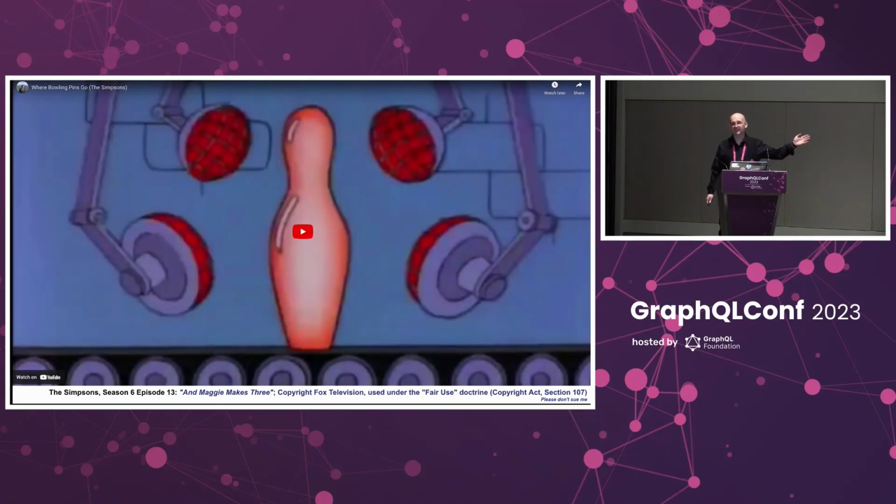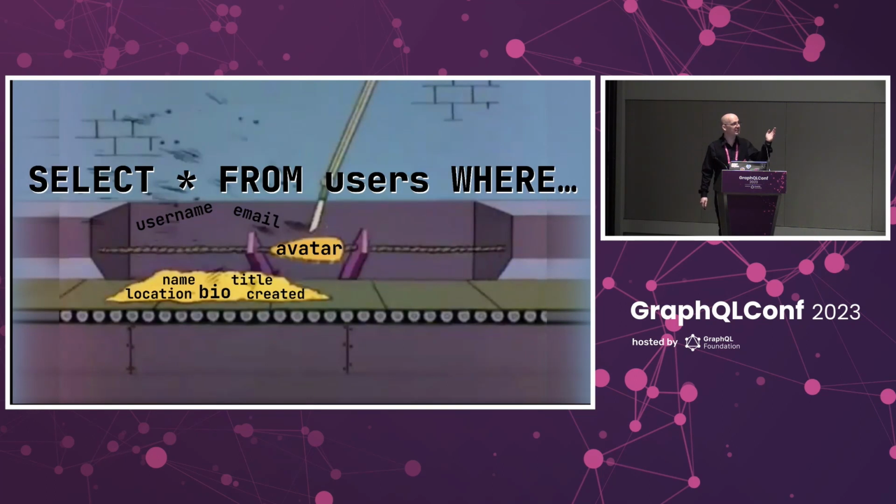The absurdity of this scene struck me at the time and has stuck in my head ever since I watched it back in 1995. The inefficiency in this is ridiculous, right? Ridiculous. That would be like habitually selecting everything from a table and then only using one of the attributes.